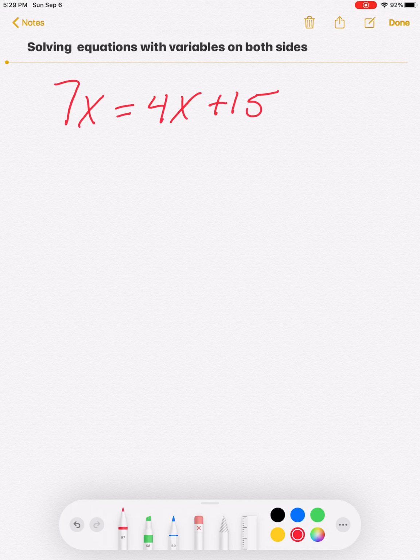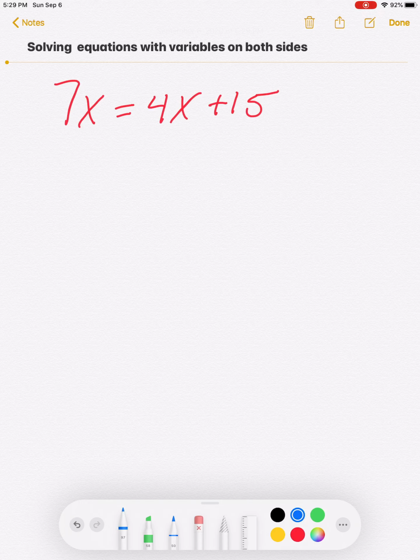So our goal is still the same. We're still trying to solve for that variable, which is x here. So that's the letter in the equation. So we're trying to solve for that. In order to solve for that, we have to get the x's on one side and the constants on the other. So we need to do some work to get that done.